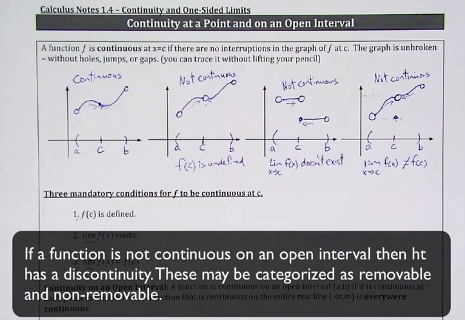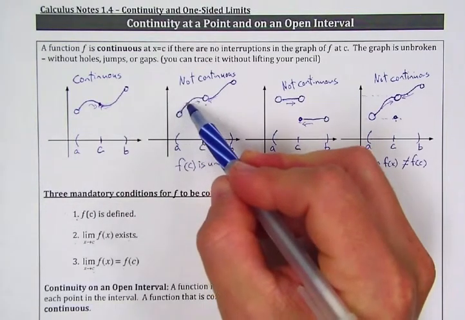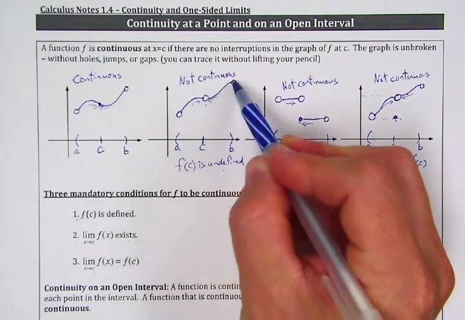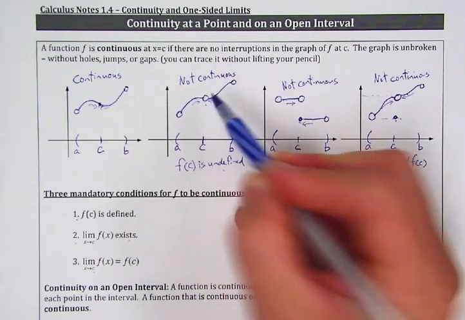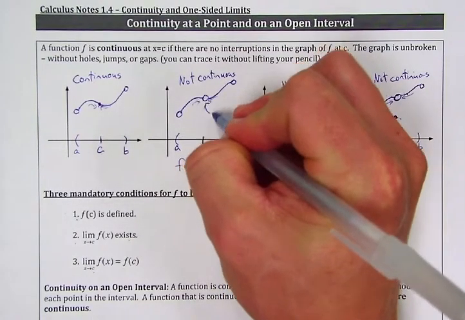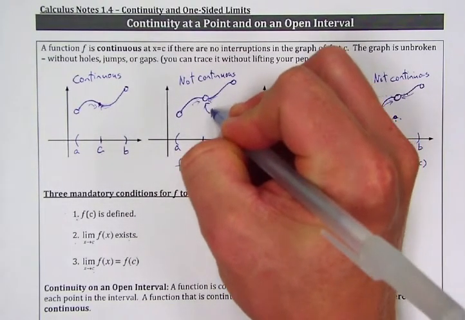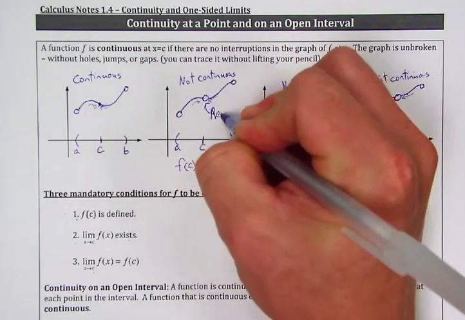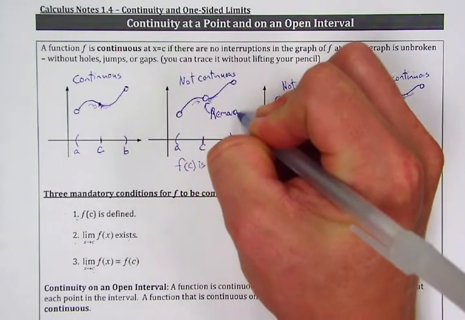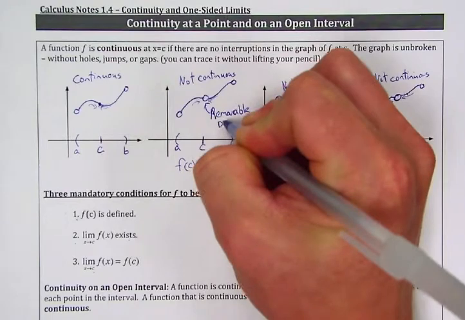So let's take a look here. This one is not continuous. What type of discontinuity do we have? This is a removable discontinuity.